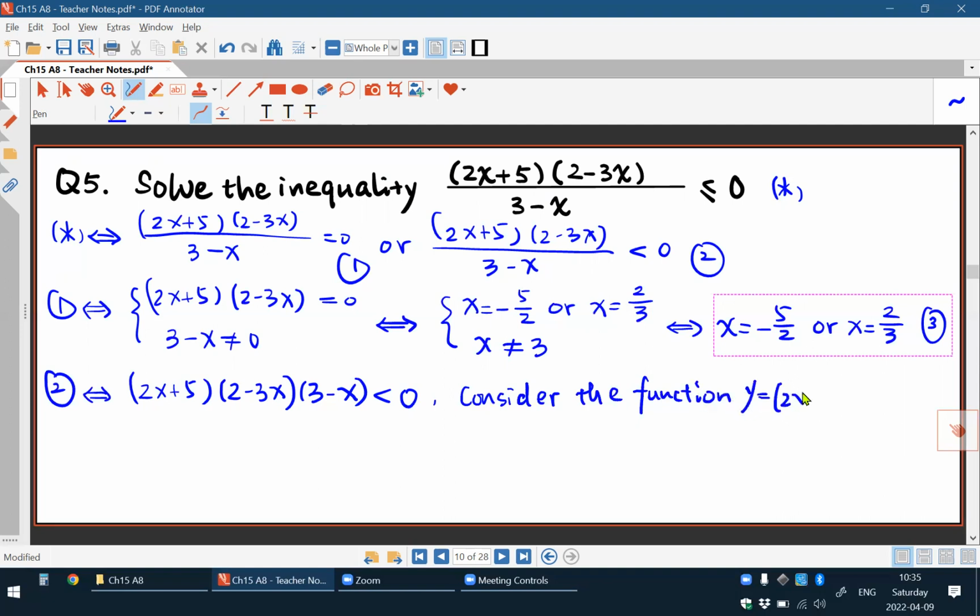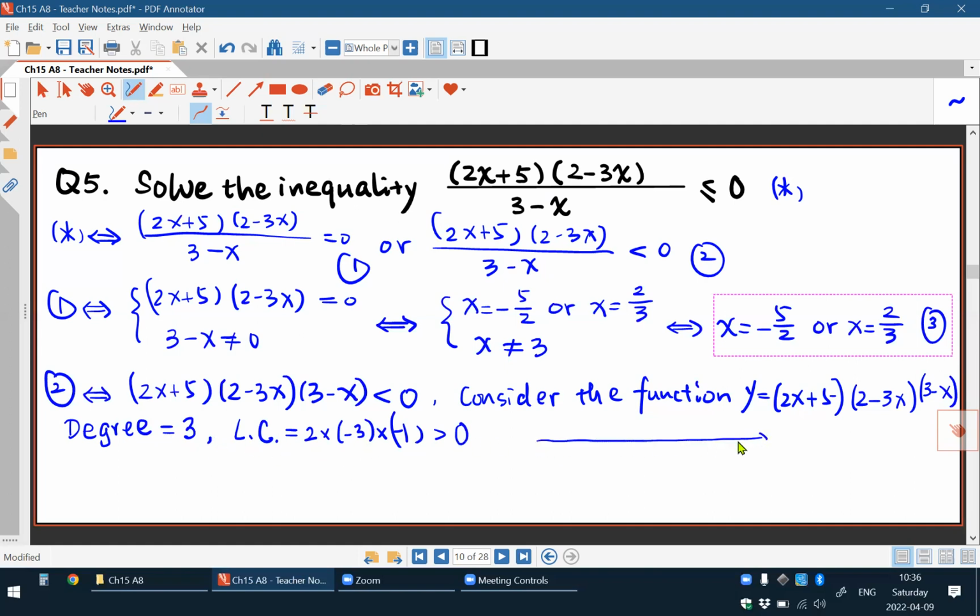y = (2x + 5)(2 - 3x)(3 - x). First, we can find its degree, which is the highest possible order of x. So 1, 2, 3, degree is 3. The leading coefficient is 2 times -3 times -1, which gives a positive number. So the degree is odd and the leading coefficient is positive. Then you will have an end behavior like this, right?